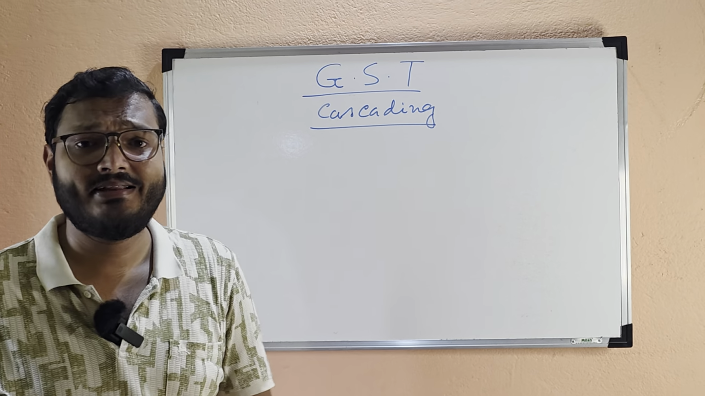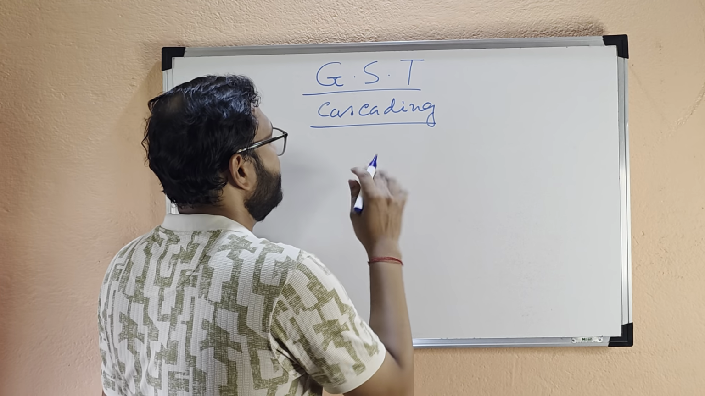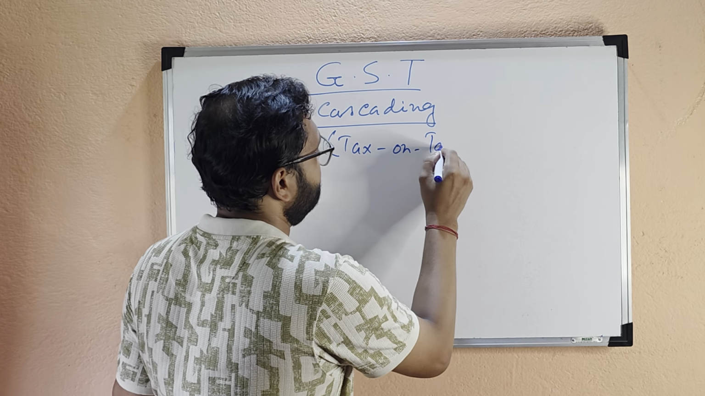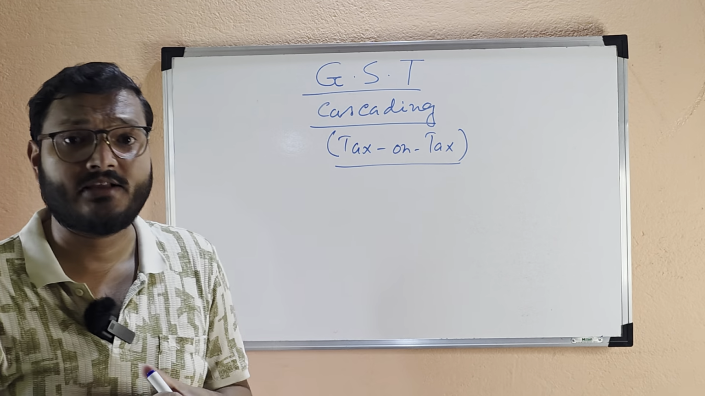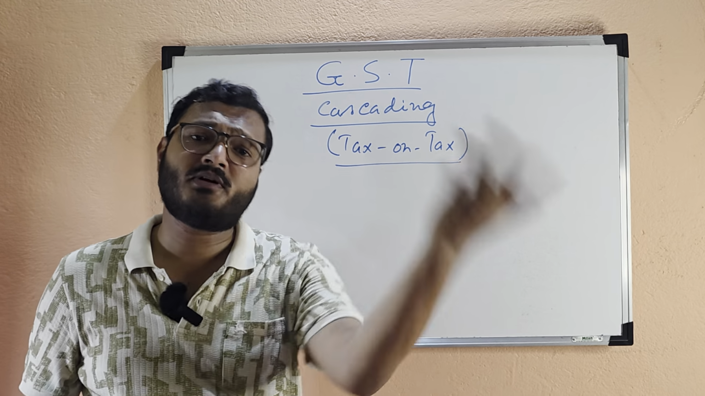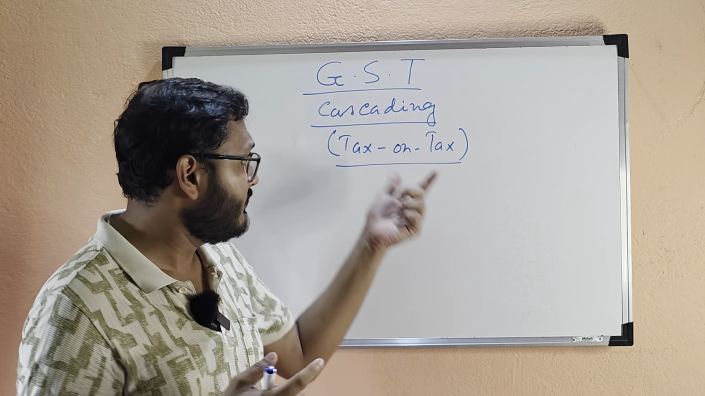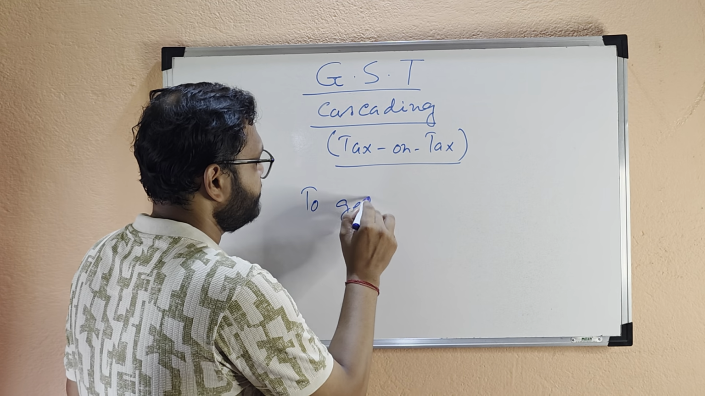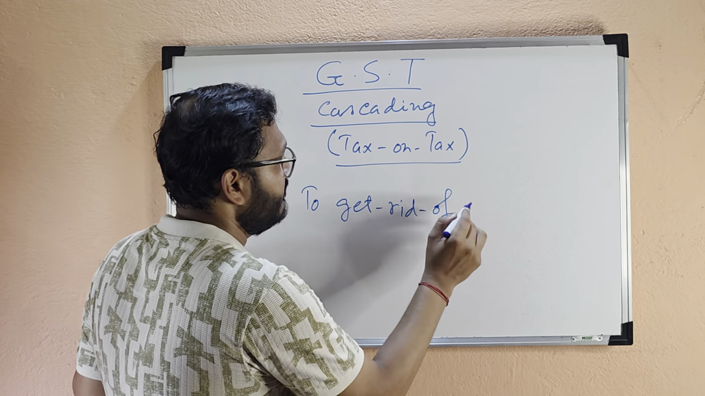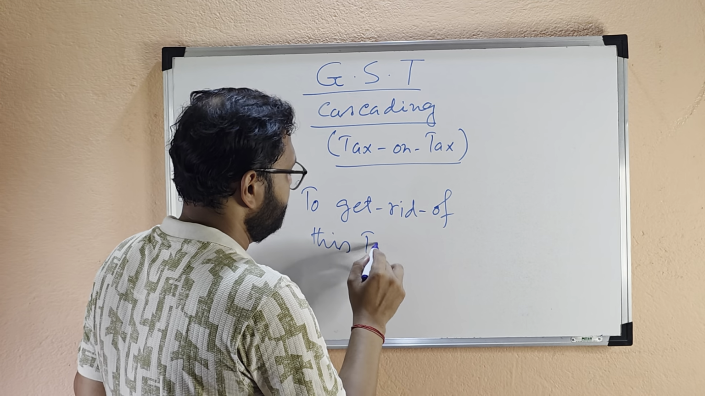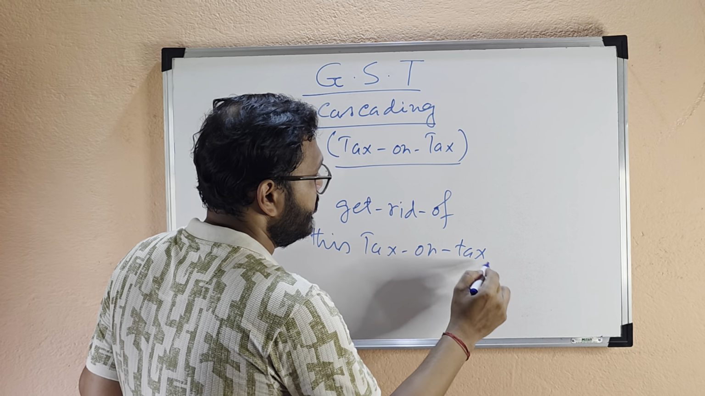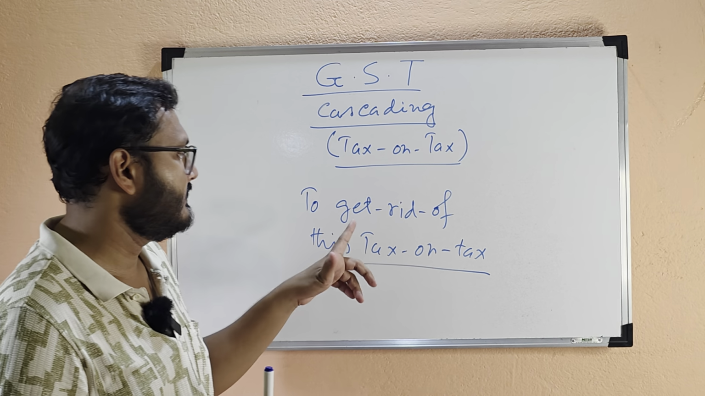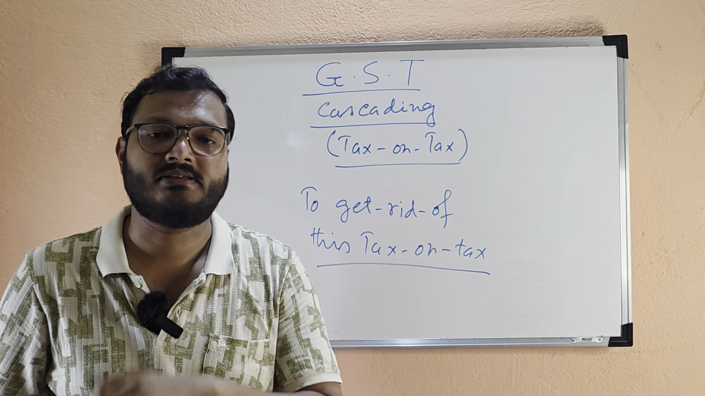What is actually cascading in economics? In a simple way, we can say it's a tax on tax. Tax on tax, what does it mean? Paying tax on top of tax. To get rid of this tax on tax, the government introduced GST. This is the reason the government introduced GST.